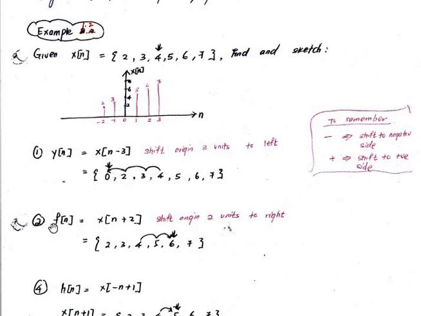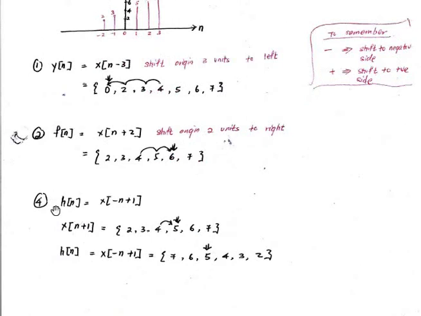Next question is f[n] equal to x[n plus 2]. Plus 2 means that it is an advance of 2 units. So you shift the origin 2 units to the right. Originally it is at 4, so shifting 2 units to the right is 6.